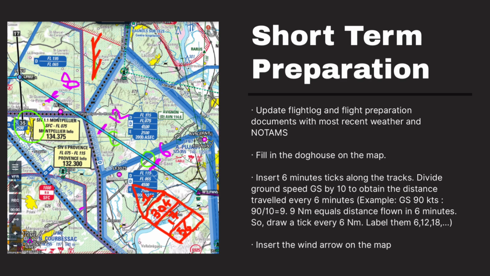Example, GS equals 90 knots. 90 divided by 10 equals 9 nautical miles. Therefore, draw a tick mark every 9 nautical miles and label them 6, 12, 18, etc. Add the wind arrow on the map to indicate direction and intensity.